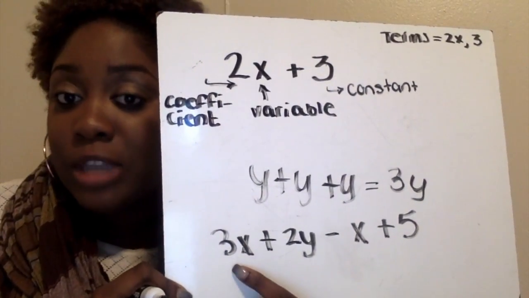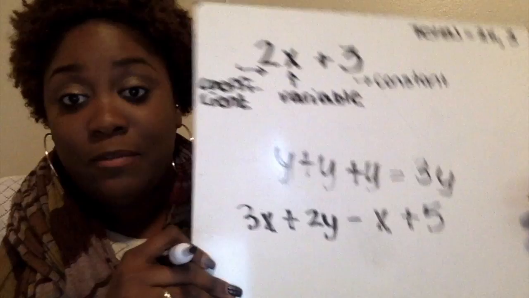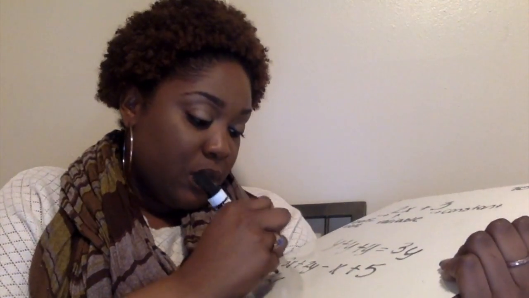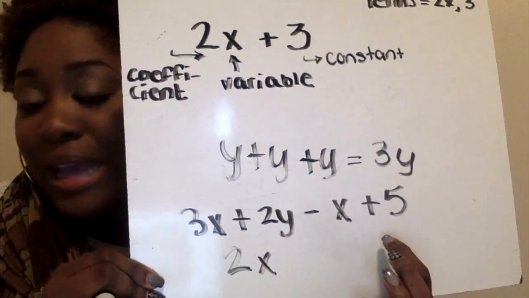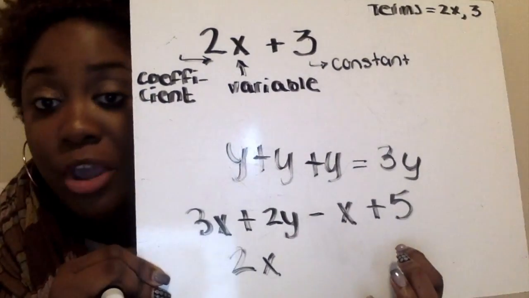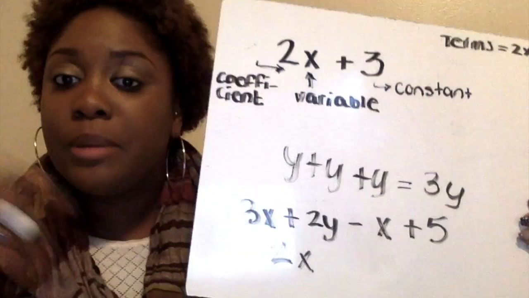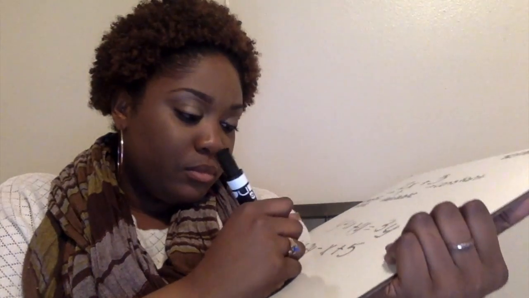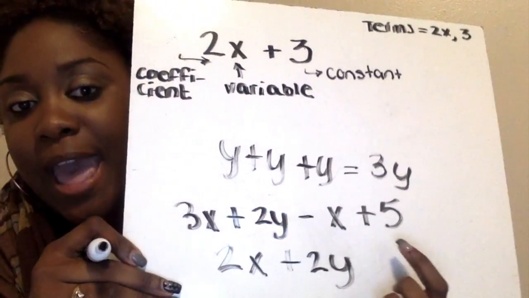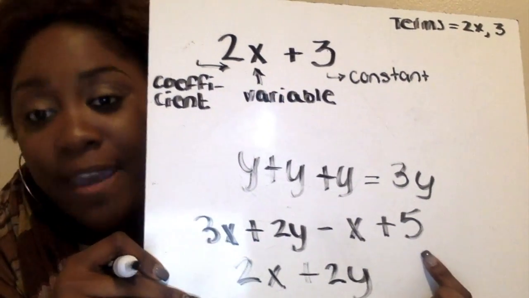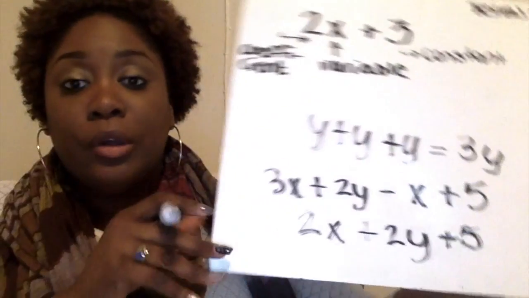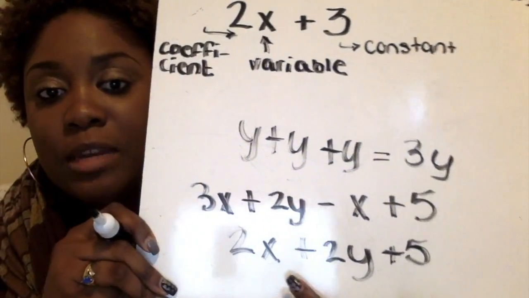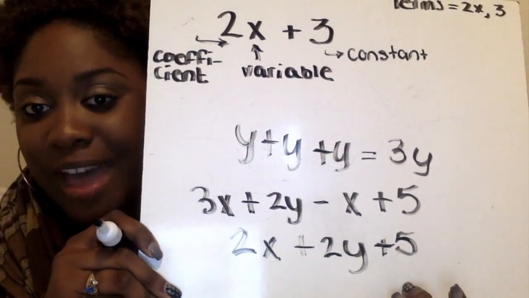So in combining these like terms, 3x minus x is going to give me 2x. Do I have anything that I can combine this 2y with? Do I have any other y's in this expression? No, I don't. So I'm going to bring my 2y down. And then last but not least, I have a constant over here. Do I have any other constants that I can combine this with? No. So I bring that down as well. So my equivalent expression here is going to be 2x plus 2y plus 5.